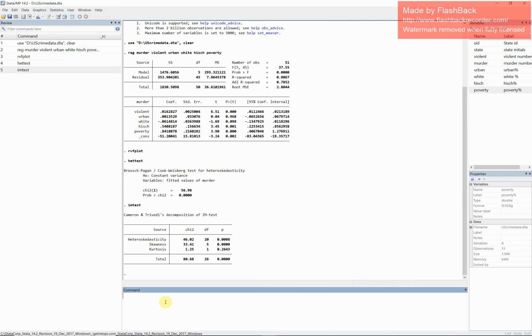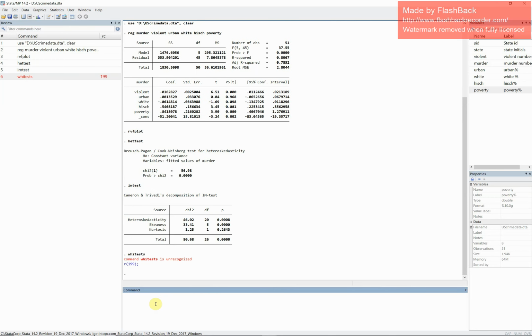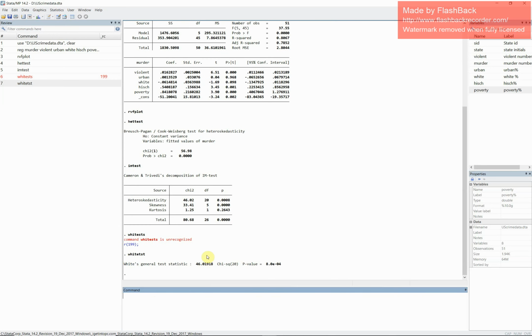Similar results are given by White's test. White's test is preferred sometimes, particularly when residuals are not normally distributed. And the command for that is whitetst. Now, the spelling has been written incorrectly. White followed by tst. Now again, you find that chi-square is very high and p-value is highly significant.